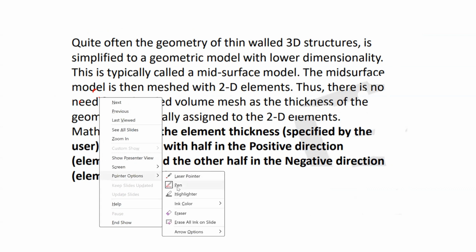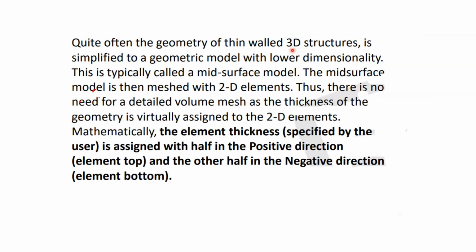Quite often, the geometry of thin-walled 3D structures is simplified to a geometric model with a lower dimensionality, which means we are converting the 3D into 2D. This is called the mid-surface model. The mid-surface model is then meshed using 2D elements. There are two forms of 2D elements, as I said: one is quad and the next one is tria. Thus, there is no need for a detailed volume mesh.